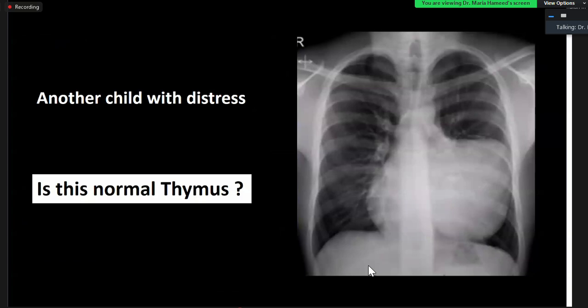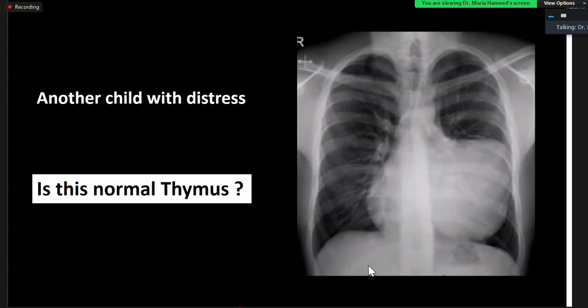Here we have another child with distress. What do you think, is this a normal thymus? If you focus here, there is another opacity seen at the left heart border. It is silhouetting the left heart border rather than being seen through, like the thymus as we saw in the previous case. It is causing silhouetting of the left heart border. So this is surely not a thymus but a pathology.